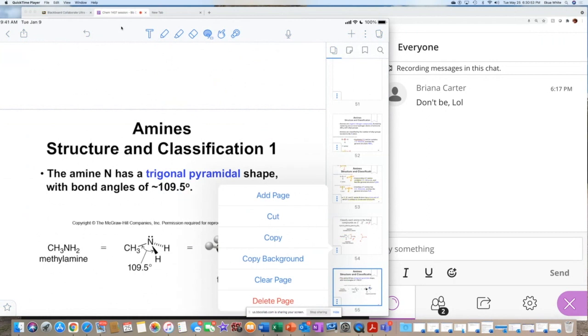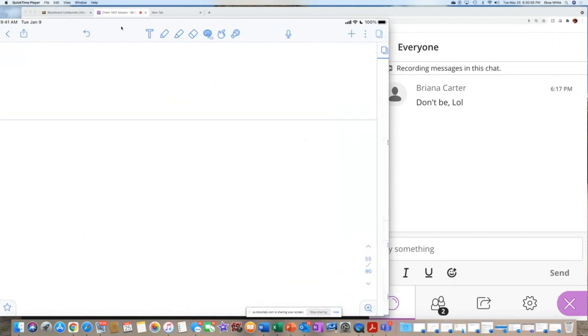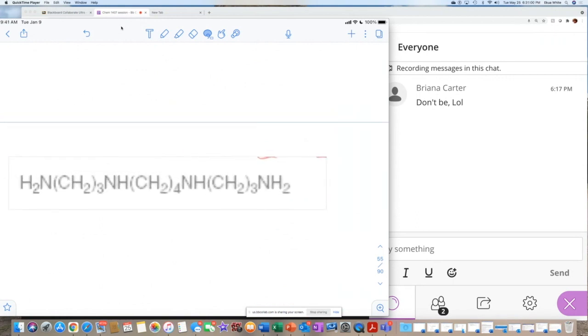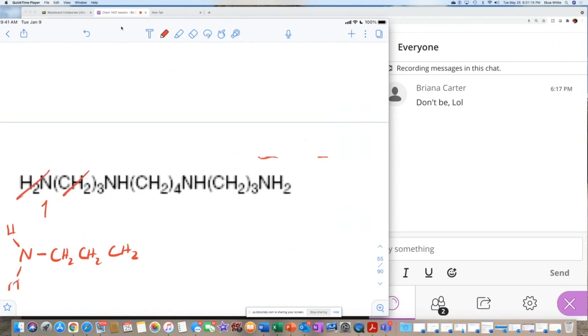Oops, I pressed the wrong one. Add page. Yeah, there. Okay, we're dealing with this one here. So central atom, really three of these: nitrogen, carbon, carbon, carbon, CH2, CH2, CH2. This nitrogen here has two hydrogens. So this is done, these are done. Then I have this nitrogen attached to a hydrogen. This is done.